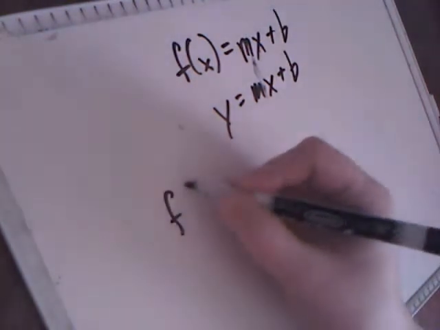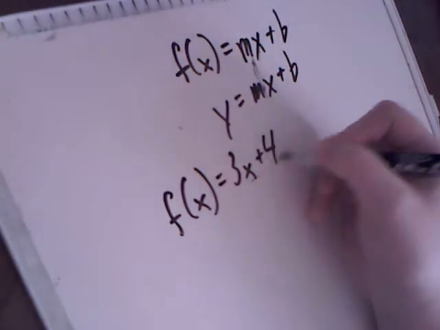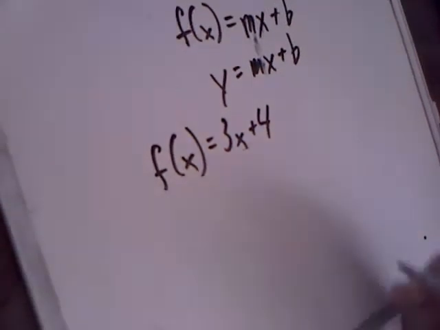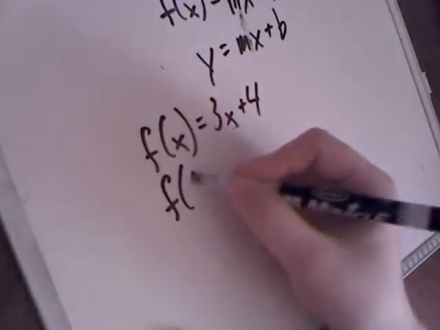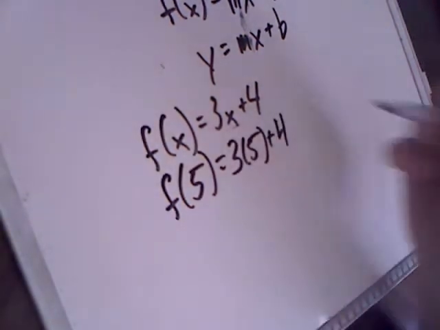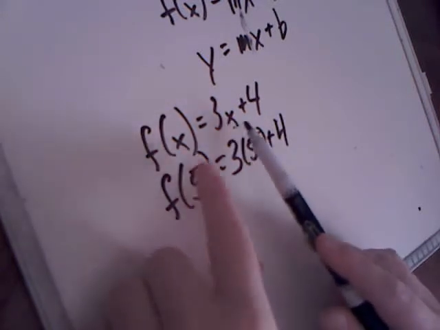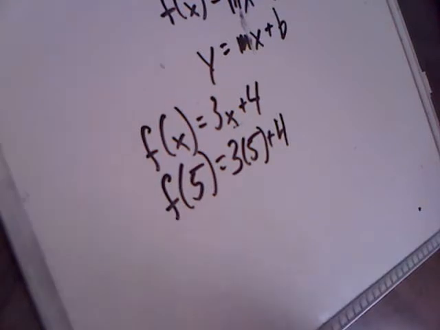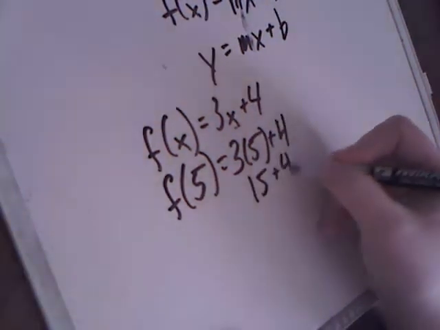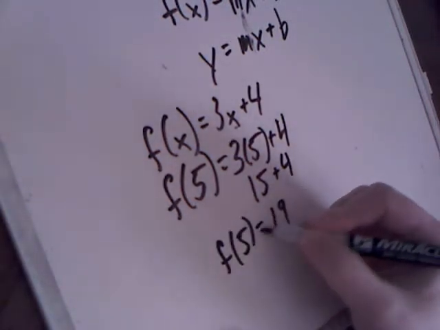If I have the linear equation f of x equals 3x plus 4, and I want to know what happens when x is 5, there's a certain way I'm going to write that. I'm going to write that as f of 5 equals 3 times 5 plus 4. So what that means is that instead of putting x, I replaced all the x's in the problem with 5's. Now I just solve. 3 times 5 is 15 plus 4. 15 plus 4 is 19. f of 5 is 19.